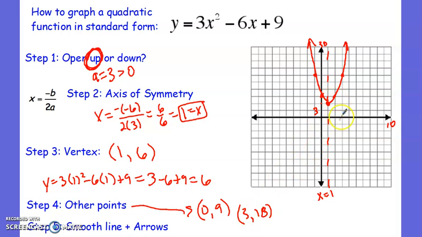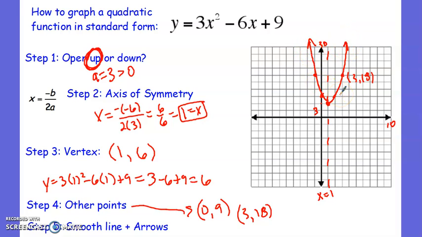Then I also plugged in 3 and figured out I'm up at 18. So notice again, counting by 3s, that's 3, 18 up here on my graph, which also means, again, I'm 2 points from my axis of symmetry, 2 lines away. So I did 2 lines to the left over here at negative 1. I'm also up at 18. And then finally, I tried to draw as smooth a line as I could. Don't forget the arrows on the end to tell me my graph keeps going.